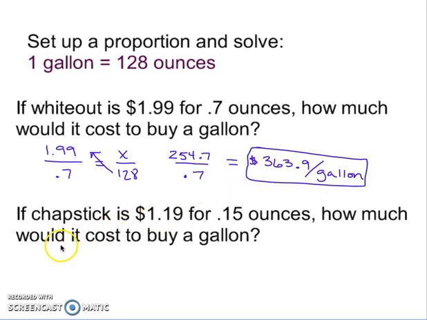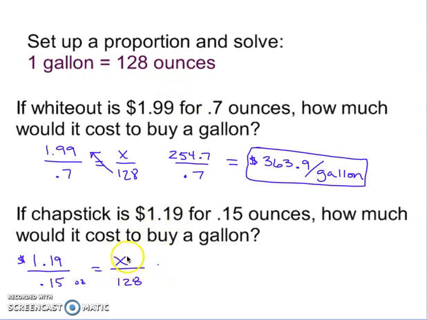On the next one, we know that we have chapstick for $1.19, and that's for 0.15 ounces, and it wants to know how much would it cost to buy a gallon. So again, we're going to set up our proportion. So this time we have that the chapstick is $1.19 per 0.15 ounces, and we're going to set that equal to, again, we're not sure, but we know that we have 128 ounces per gallon, because it told us up there.